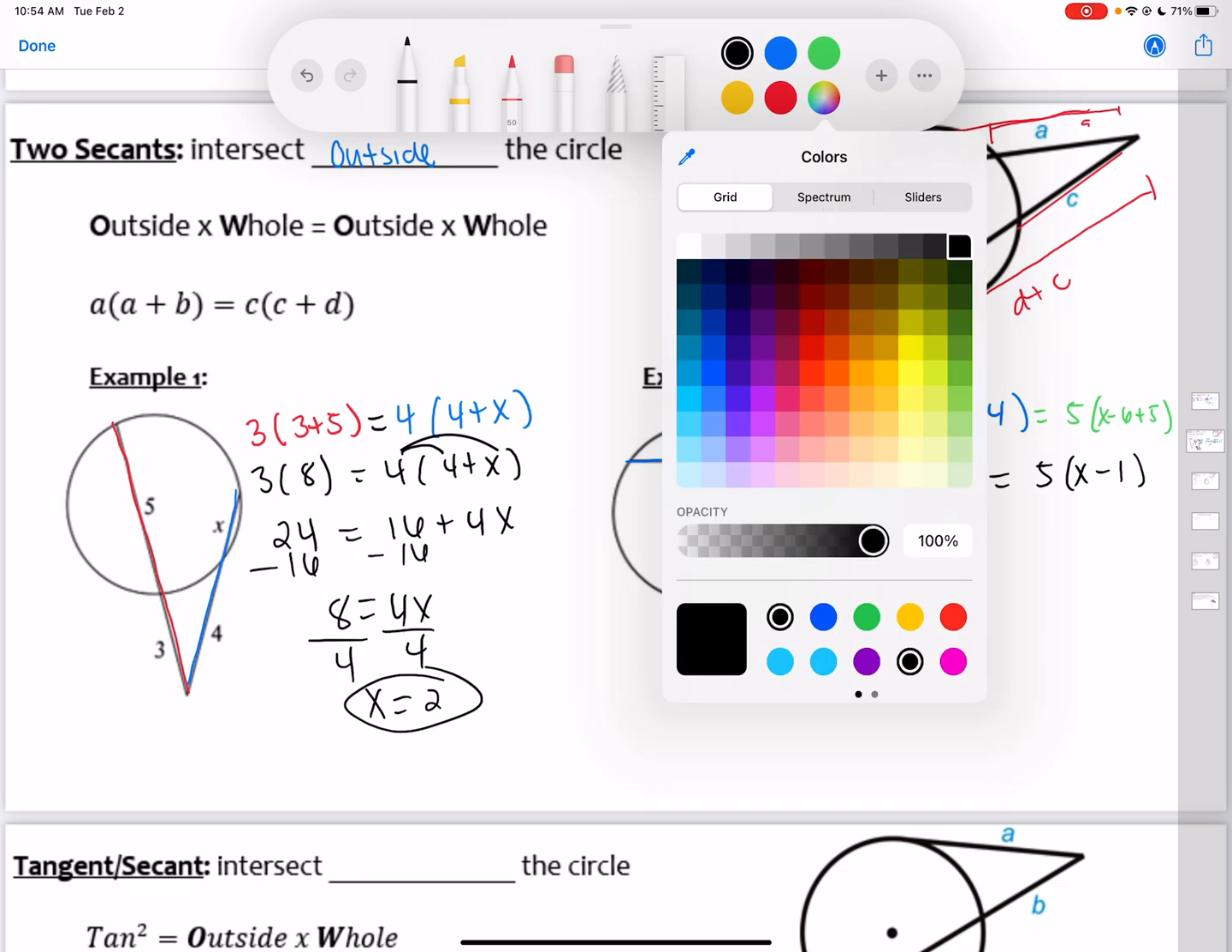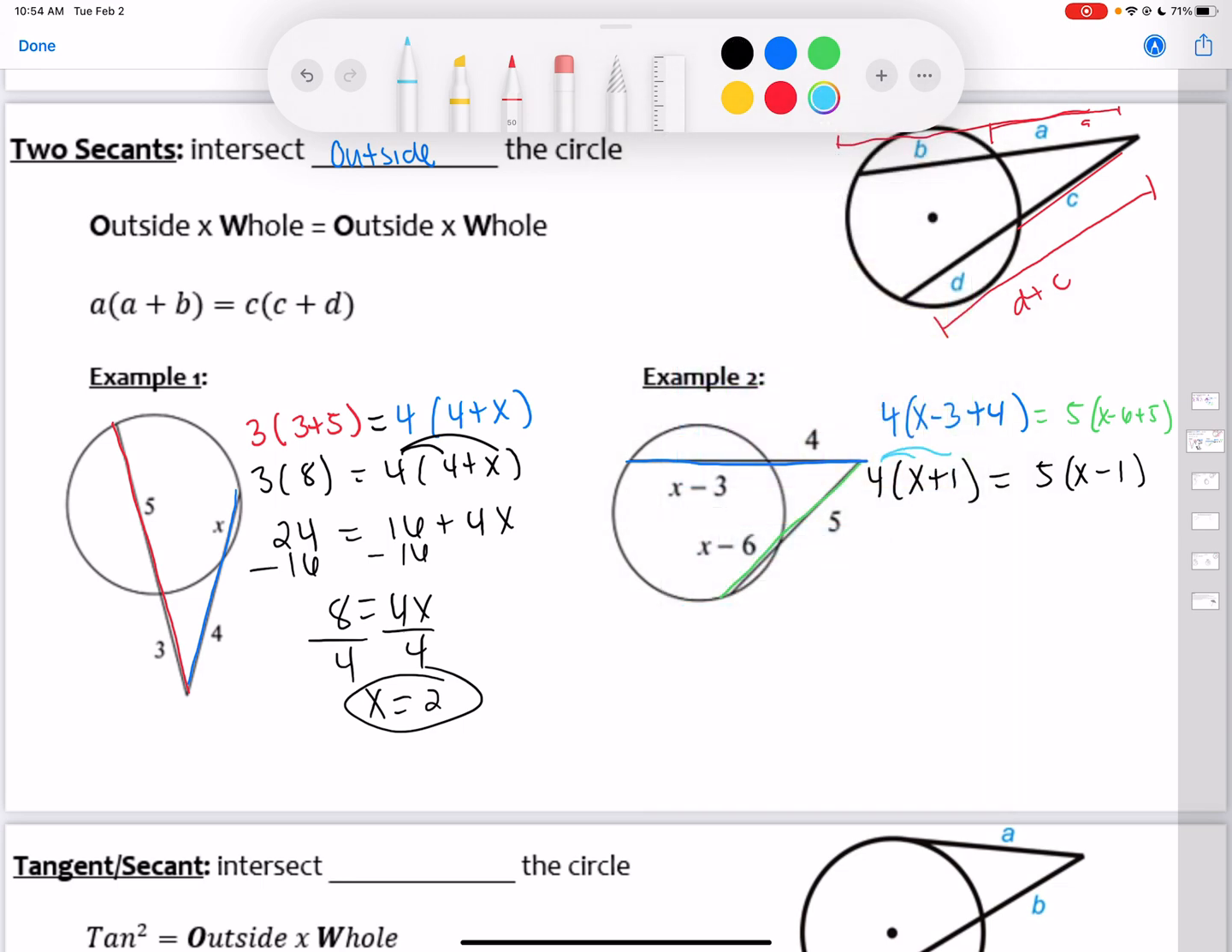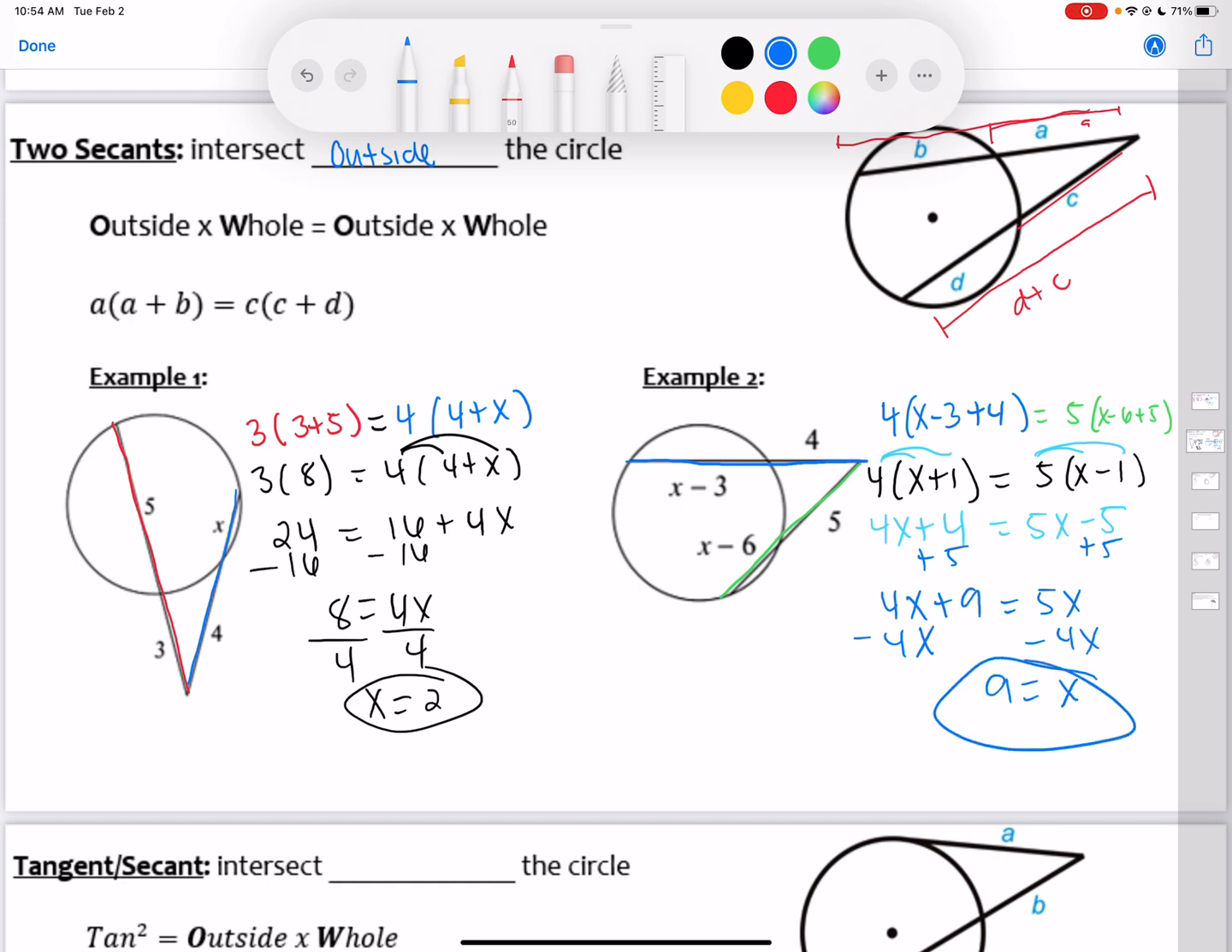Now you've got to make sure that you distribute your values outside of the parentheses. So 4x plus 4 equals 5x minus 5. And from there, just simplifying, it's like a two-step equation. So I'm going to add 5 on both sides. That's going to be 4x plus 9 equals 5x. Subtract 4x, 9 equals x. Okay, so that's the first formula that you're going to have to manipulate.